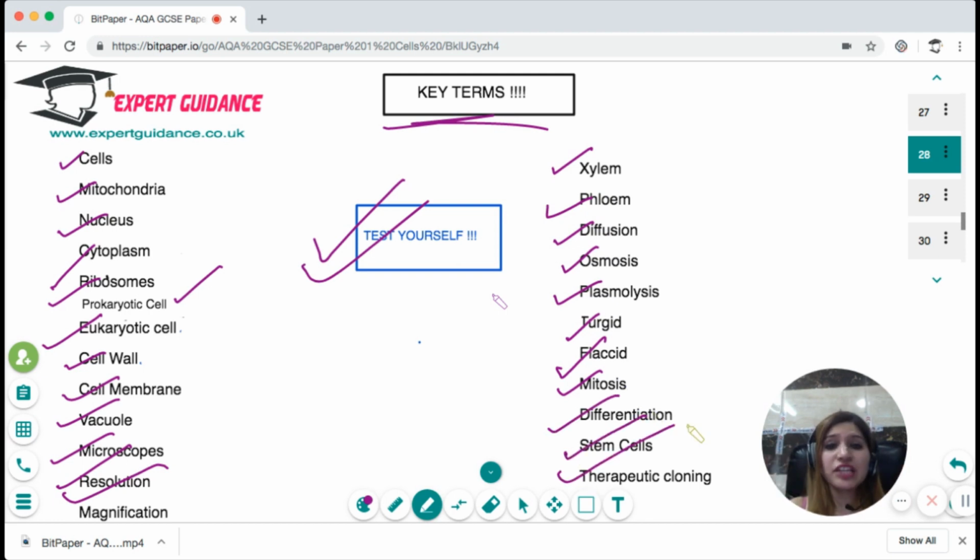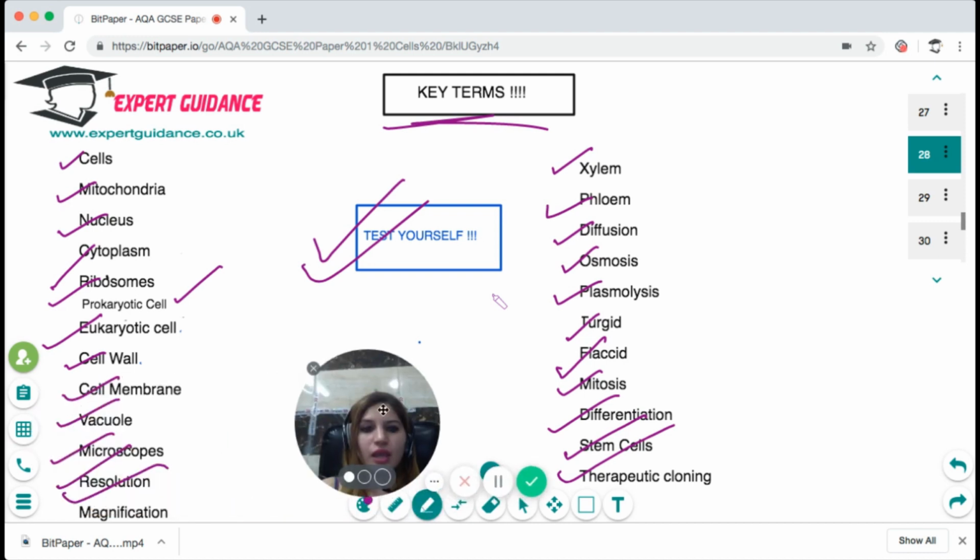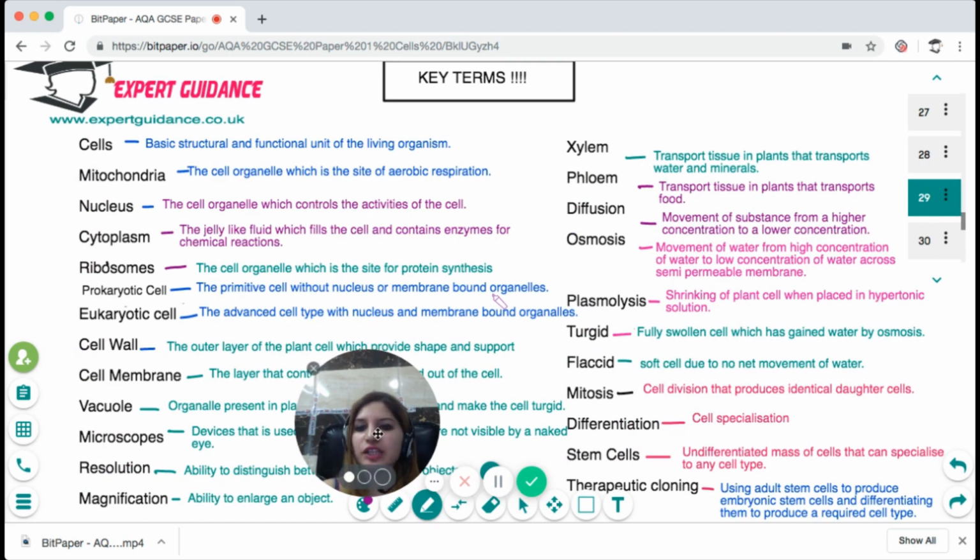If you are still not clear with these terms, I would recommend you go back, watch the videos, and then try these key terms again. So now you can pause the video and have a go at these key terms. Okay, so I hope now you have written your answers on the meaning of these key terms. Now let us look at your answers.